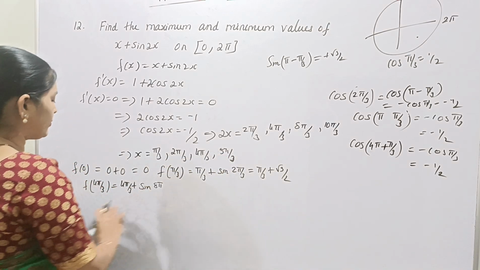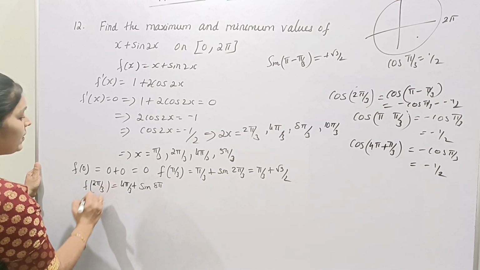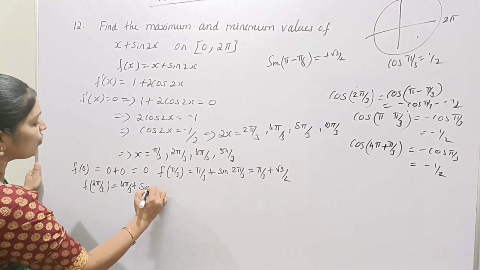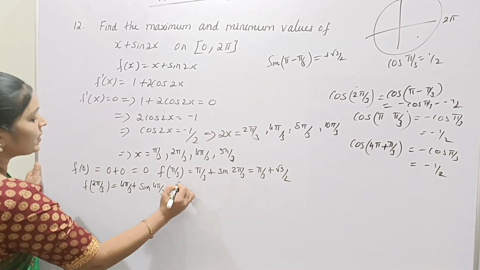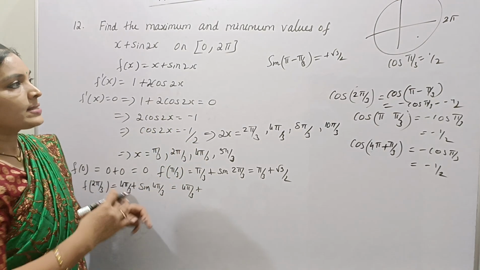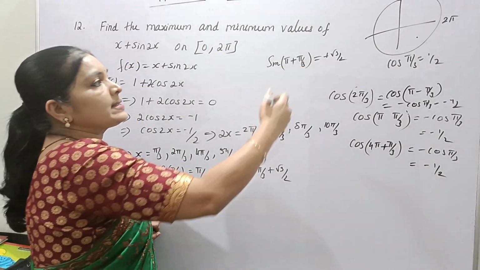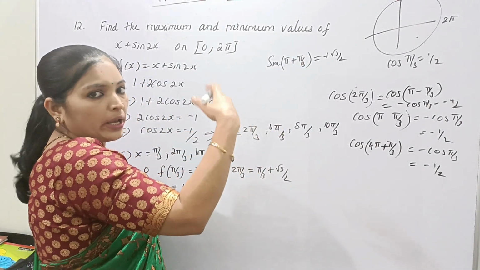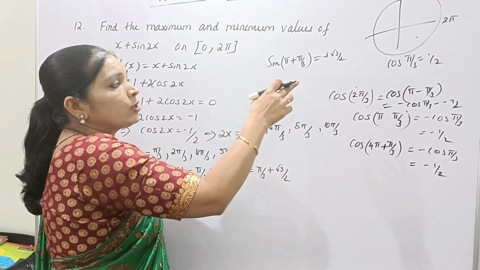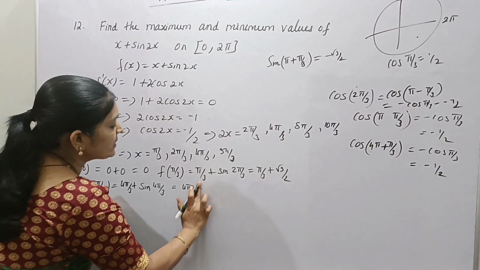Sorry, these are the x values. So we have to find f of 2 pi by 3. That is 2 into 2, 4 pi by 3, so 4 pi by 3 plus sine 4 pi by 3. Sine 4 pi by 3 lies in the third quadrant. In the third quadrant, sine is negative, therefore it will be minus root 3 by 2.